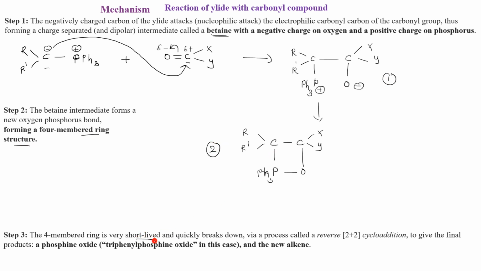This four-membered ring structure is very short-lived and it breaks down. And how does it break down? Here the double bond is going to shift over here and this bond is going to shift over here.